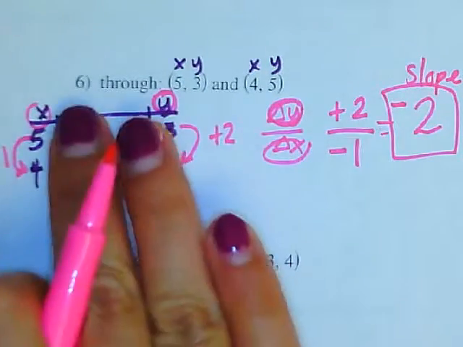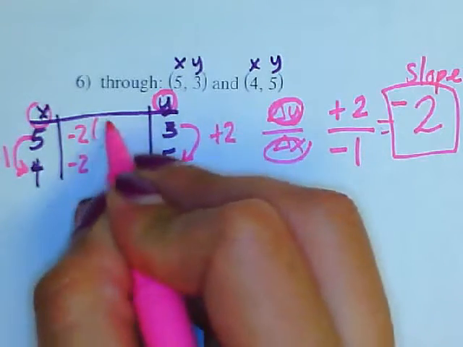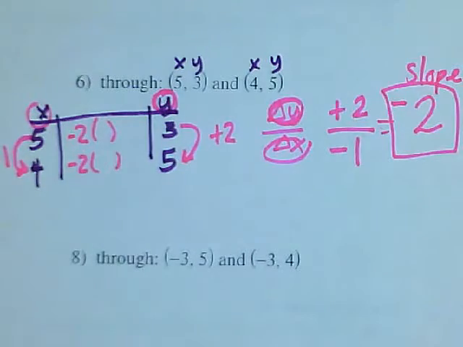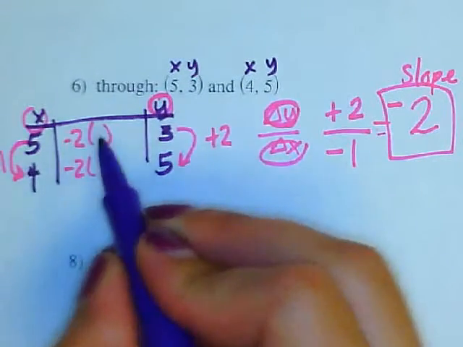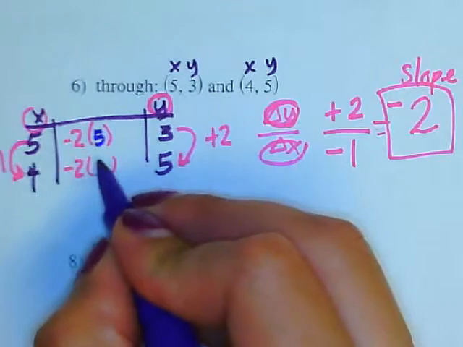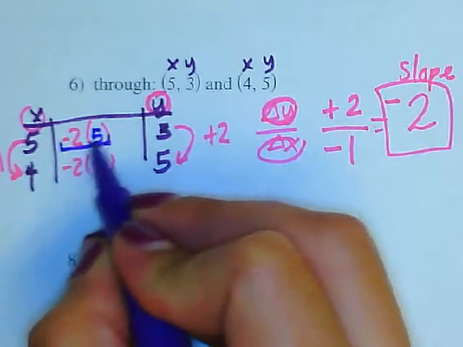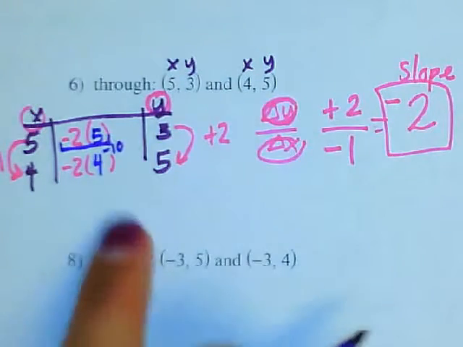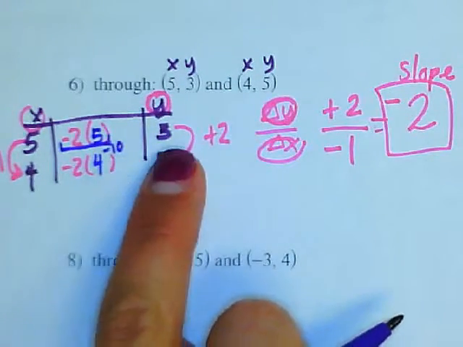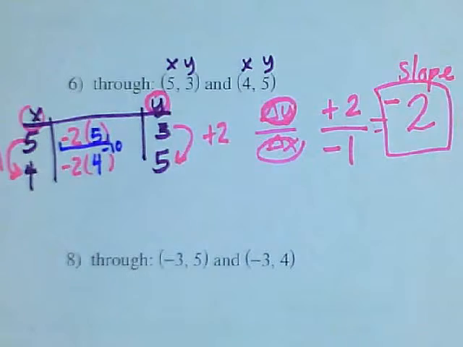Okay, the slope I'm going to plug in here. Negative 2, and put the parentheses. Inside the parentheses, I'm going to plug in the x value. So the 5 and the 4. And then I'm going to test it out. Negative 2 times 5 gives me negative 10. How do I get from negative 10 to positive 3? Well, I have to add 13.